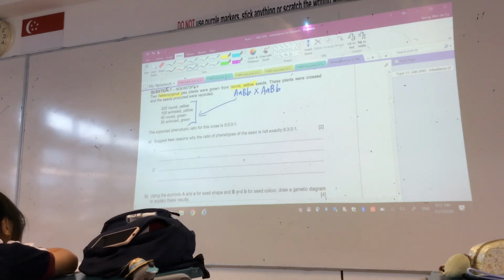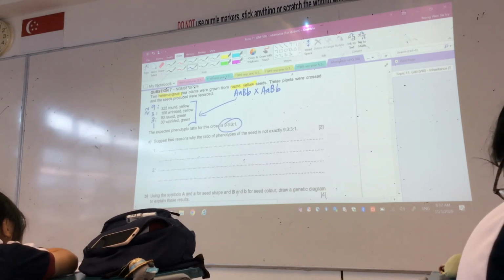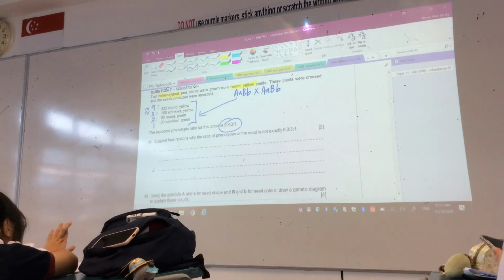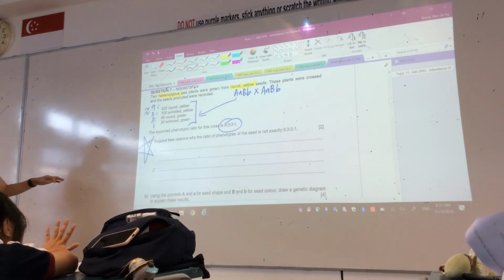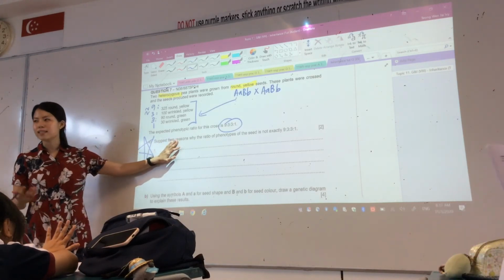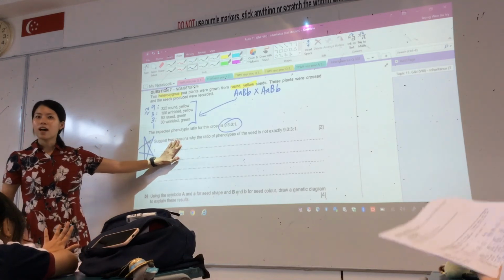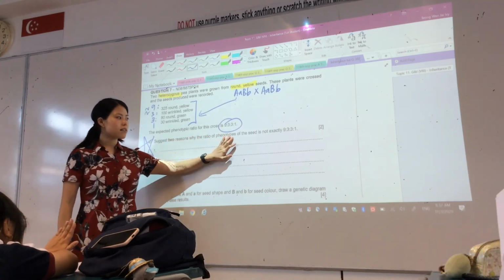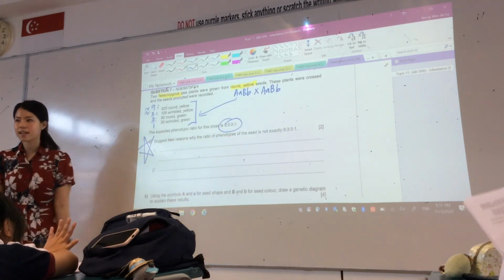Right, and you expect a 9331 ratio, they said. Okay, so it should be 9331 ratio, right? Now the first question is a Cambridge question. I mean, this whole question is a Cambridge question, but this question is asked quite frequently. Okay, so what is the question asking? Do you understand the question? Okay, they are asking you, why is it that the phenotype of the seed is not exactly 9331?